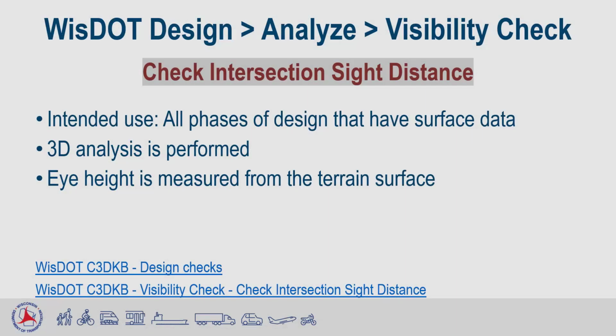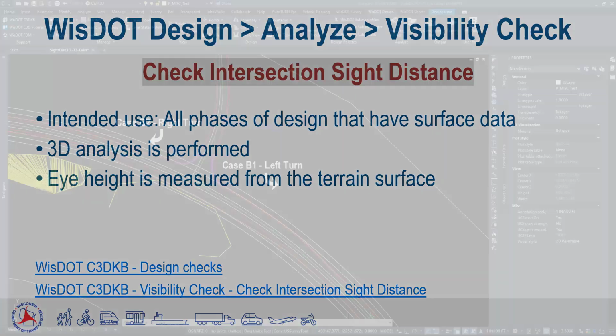So just to highlight what our Check Intersection Sight Distance tool does, first of all, its intended use is for all phases of design that has surface data, whether that be an existing surface or a proposed surface. It is actually a 3D analysis that is performed, and the eye height is measured from the terrain surface that is used within the tool.